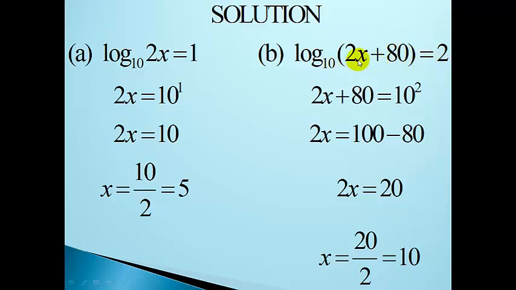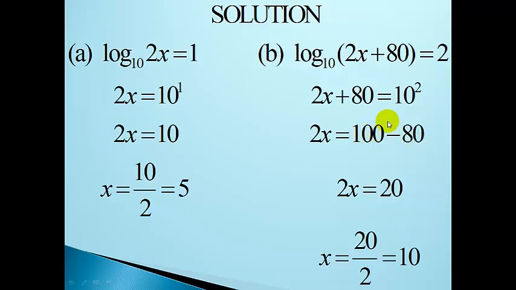Now B, given log 2x plus 80 to the base 10 equals 2. From the definition of logarithm, 10 raised to the power 2 is also equal to 2x plus 80. That means that 2x plus 80 is equal to 10 raised to the power 2, and 10 raised to the power 2 equals 100. Now because we are solving for x, plus 80 on the left hand side becomes minus 80 on the right hand side. So we have 2x equals 100 minus 80.